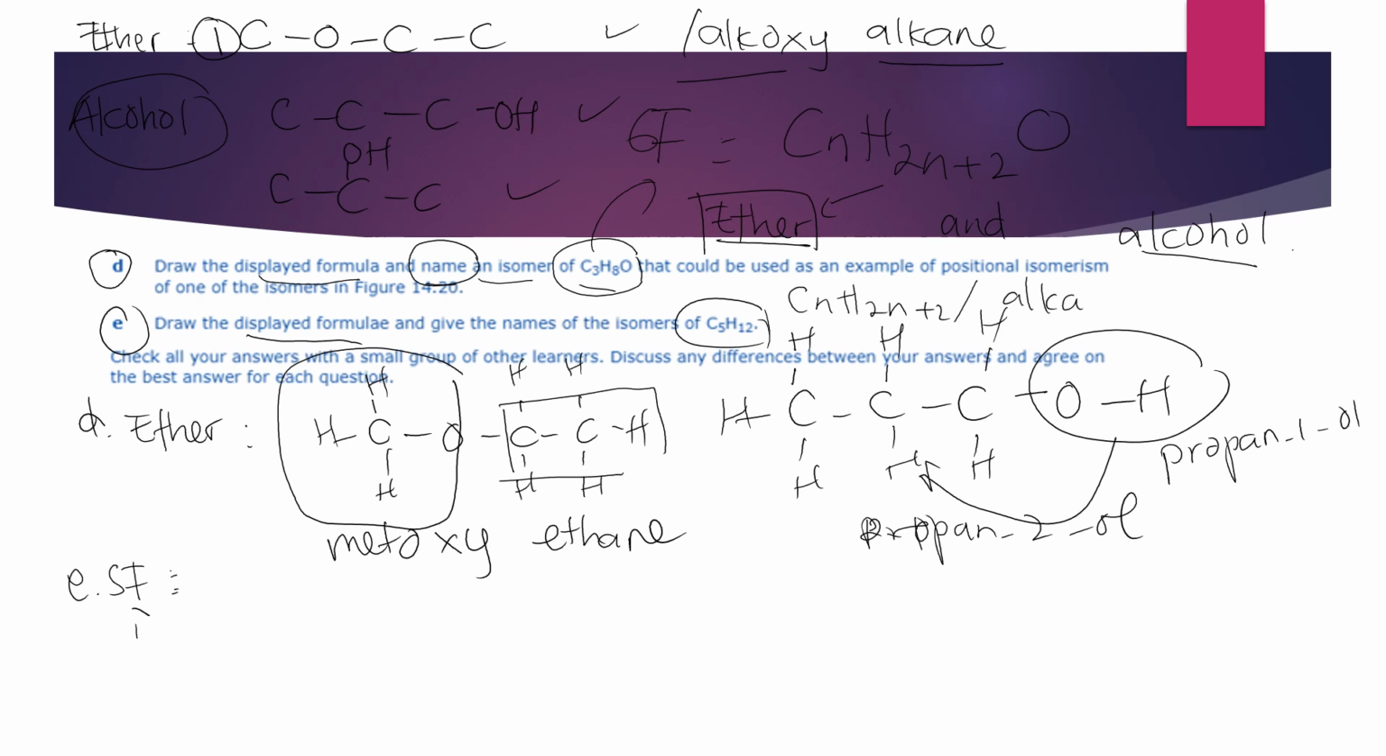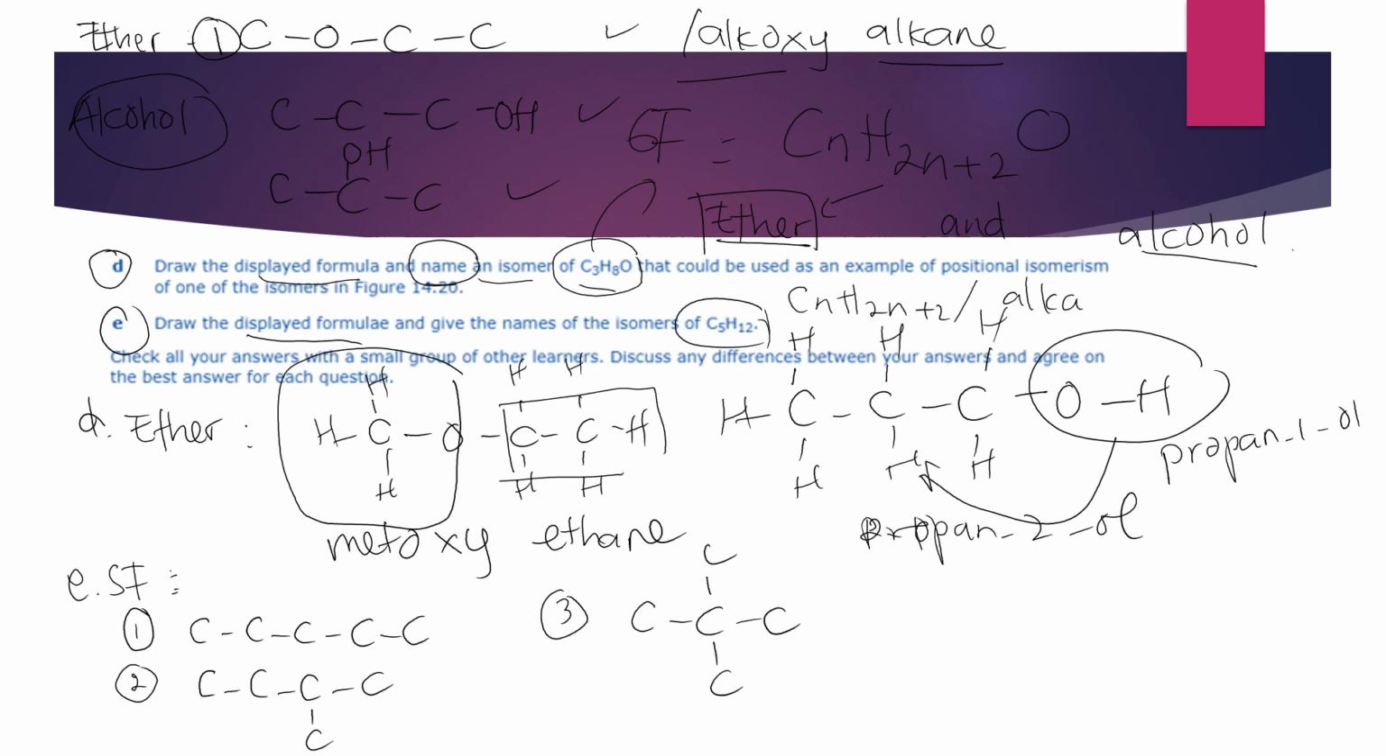The first with structural formula 5. Like this. I do not draw the H here. This is just a draft. Number 2, C, and then 1 branch here. Then number 3 is C with 2 branches here. So you just add the hydrogen. The answer is just add the hydrogen. There are 3.